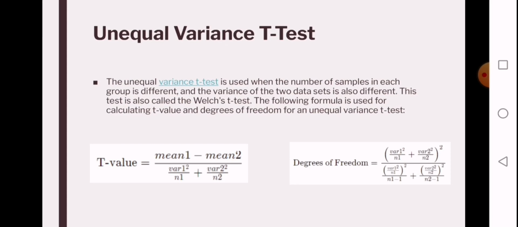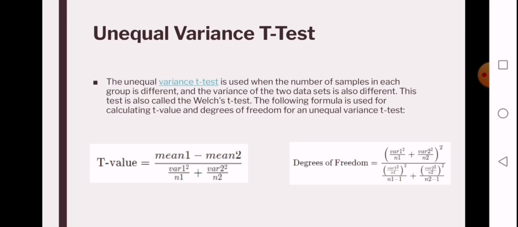And the degrees of freedom, we have (var1 squared over n1 plus var2 squared over n2) squared over ((var1 squared over n1) squared over (n1 minus 1) plus (var2 squared over n2) squared over (n2 minus 1)), where var1 and var2 are the variance of each of the sample sets, and n1 and n2 are the number of records of each sample set.